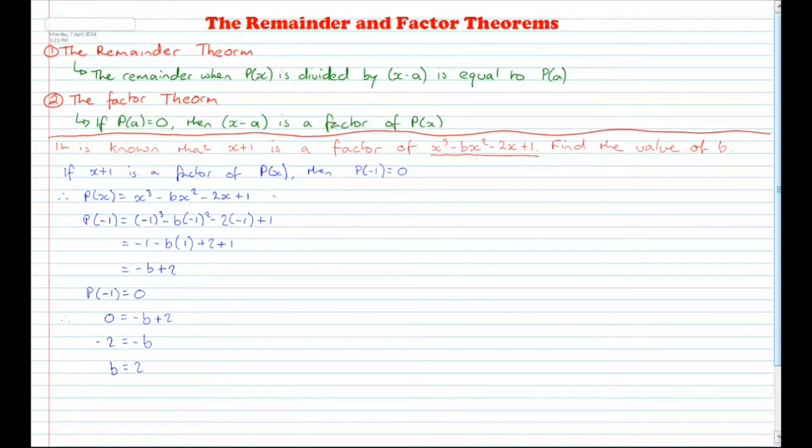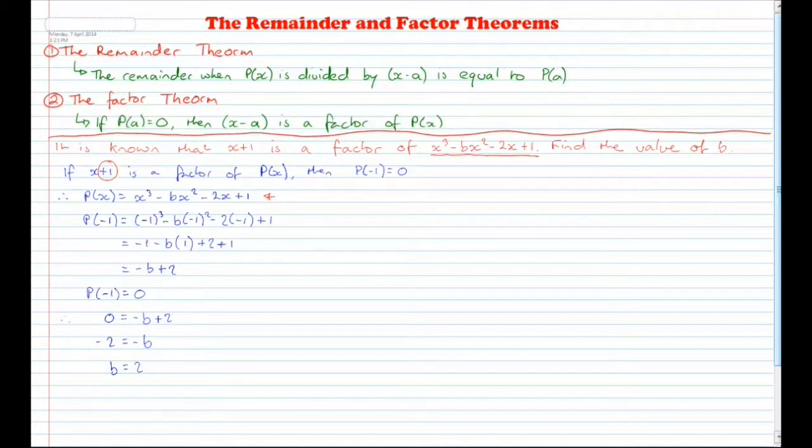So what I've done is I've gone through and I've called that function p of x here. And what I've substituted in is p of negative 1, because it says x plus 1 is a factor. So you go p of negative 1 is equal to negative 1 cubed minus b times negative 1 squared minus 2 times negative 1 plus 1.